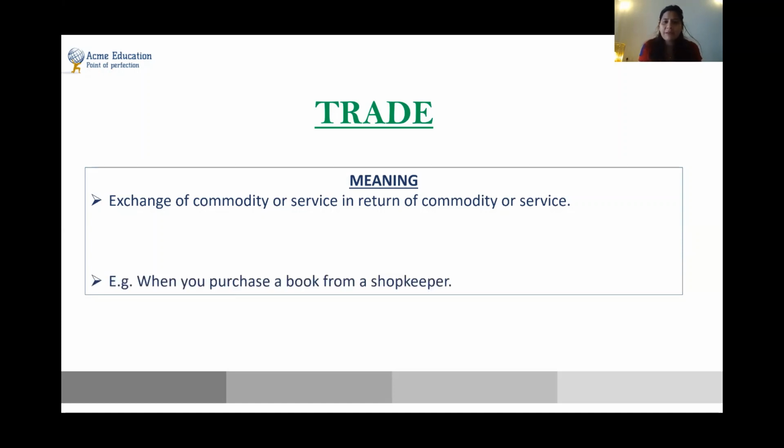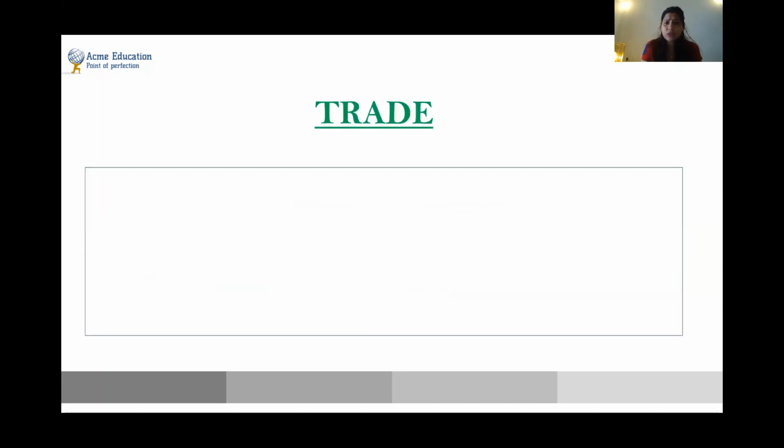Moving ahead to an example, like when you purchase a book from the shopkeeper, you are basically going for a trade activity because you are going to give him the money and he's going to give you the book. Moving ahead to the characteristics of trade. The first characteristic of trade is that it is an economic activity because there is a transaction of money involved in the trade.